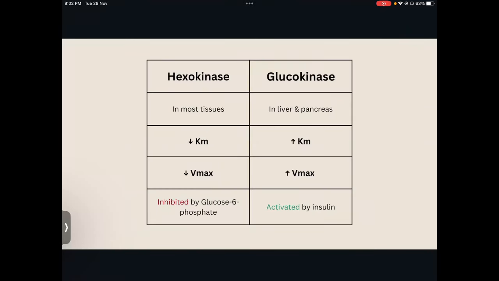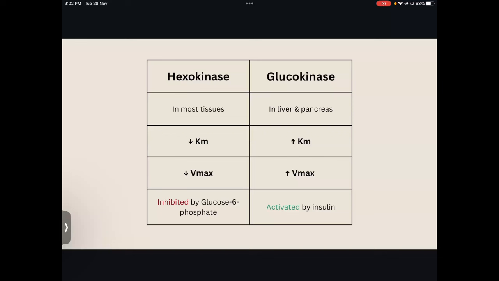Yes. Let's differentiate a little bit between glucokinase and hexokinase. So again, hexokinase is in most tissues, glucokinase is in liver and pancreas. Hexokinase, now I'm going to take you back to the basics of enzyme kinetics, which you probably took in high school and already kind of know about, but just as a refresher, there are two of them, Km or Michaelis-Menten constant and Vmax. Km is pretty much a measure of affinity of the enzyme to the substrate.